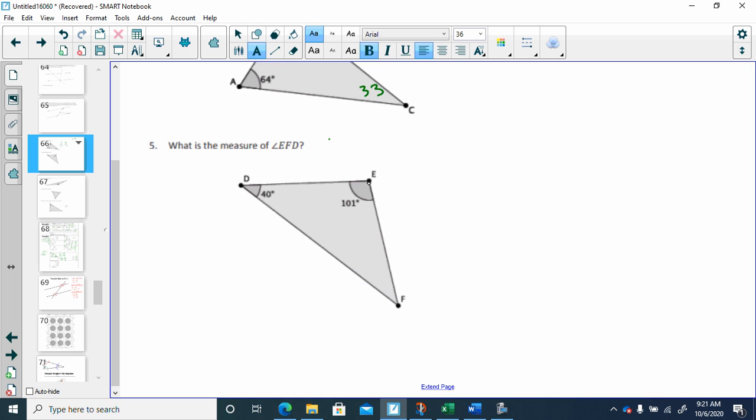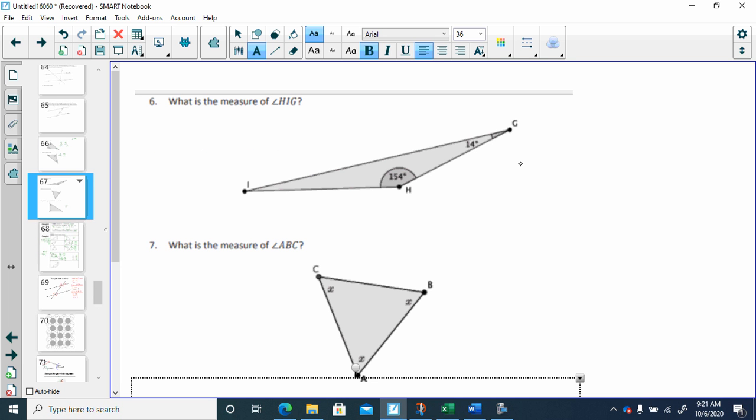Okay, let's add these two up. 40 plus 101 is 141. I'd say 180 minus 141, and I get 39 degrees for this angle, okay?